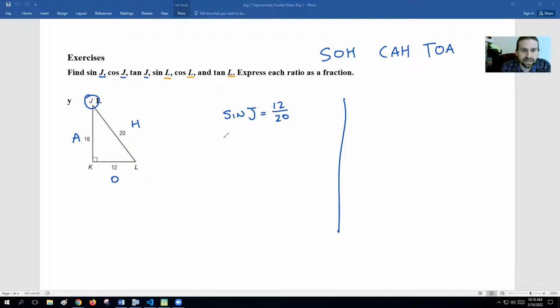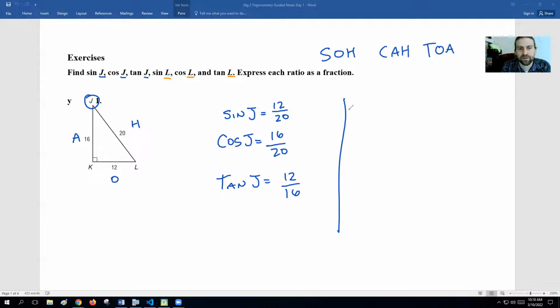Okay, next we have cosine of J is A over H, so that would be 16 over 20. And the tangent of J equals O over A, and that would be 12 over 16.